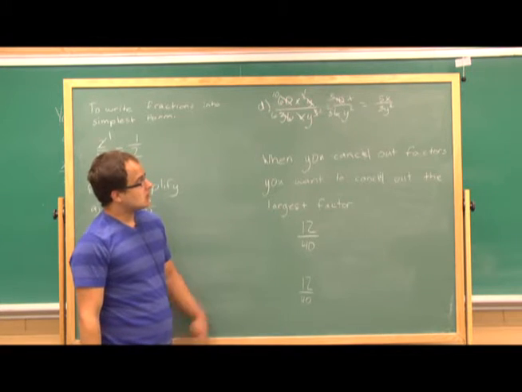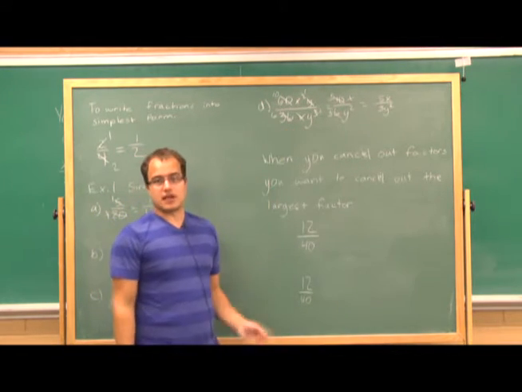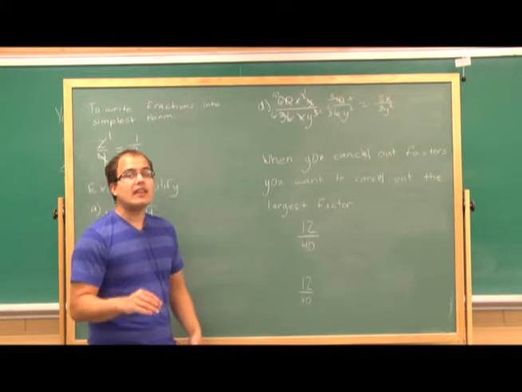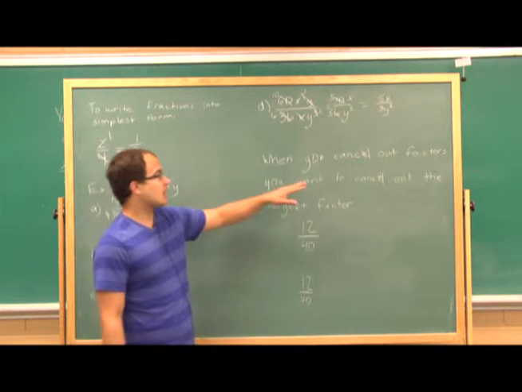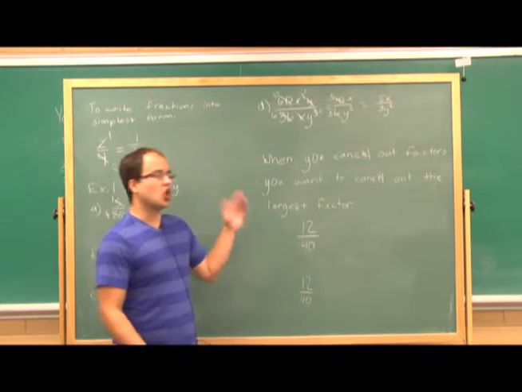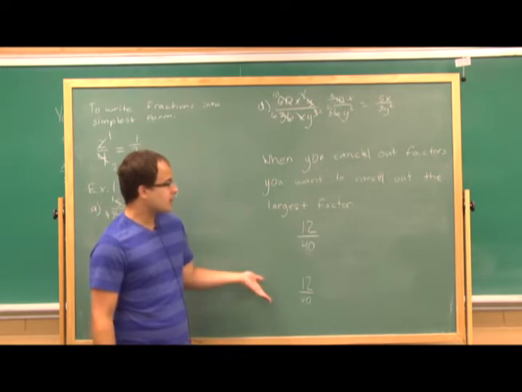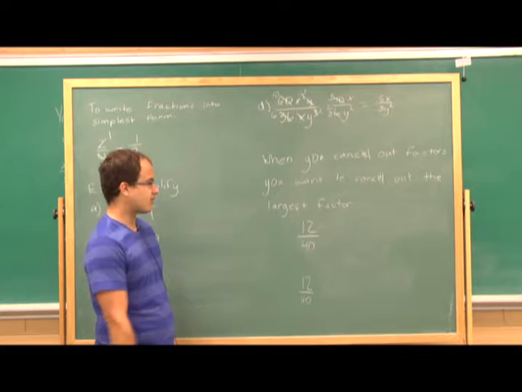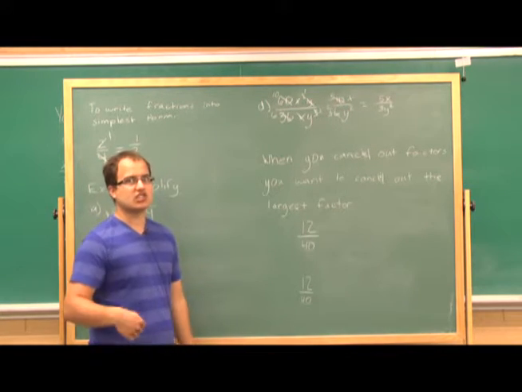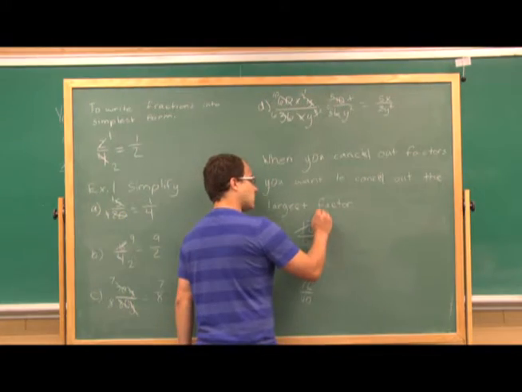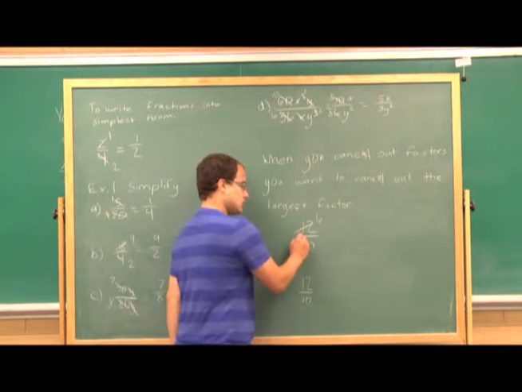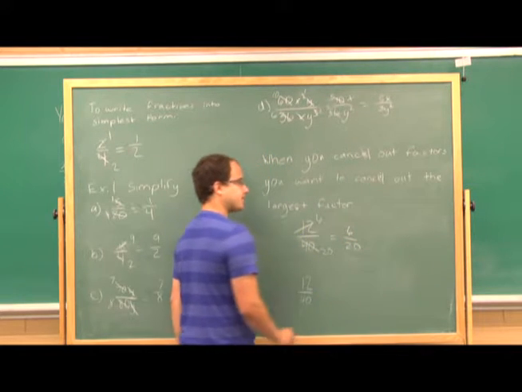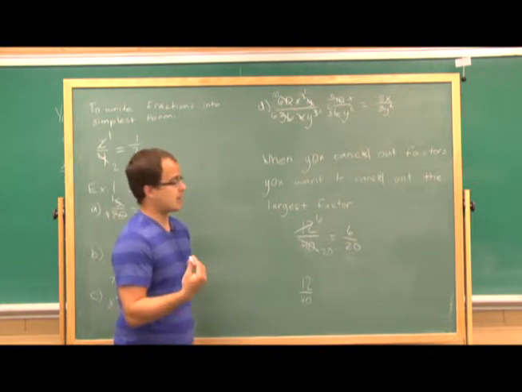So now, as you can see, sometimes it will take you multiple steps to actually reduce it to the simplest form. To prevent the multiple steps, when you cancel out factors, you want to cancel out the largest factor. So first, I'm going to start off with 12/40. I'm going to do it the long way first and go with the largest factor. 12/40. The first thing I notice is 2. So 2 goes into 12 6 times. 2 goes into 40 20 times. So I have 6/20.